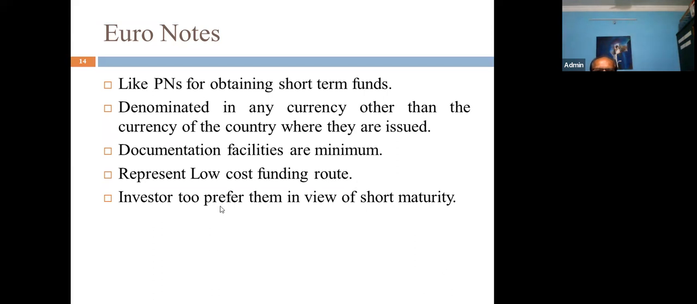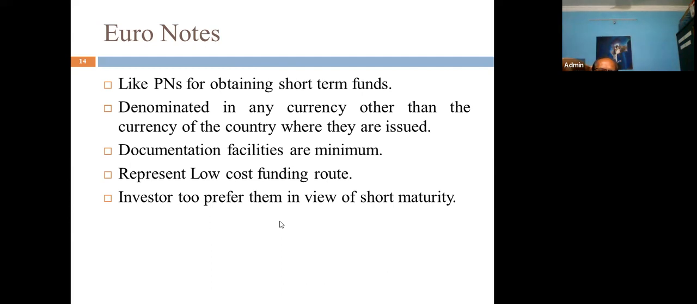Then investors prefer them in view of short maturity. Maybe for 1 month or 2 months, an investor can go for Euro notes. There are Euro notes available for 1 month also. Suppose today you are putting in Euro notes, after 30 days your money will be returned back. So short maturity is there, and that is why Euro notes are also popular at an international level.